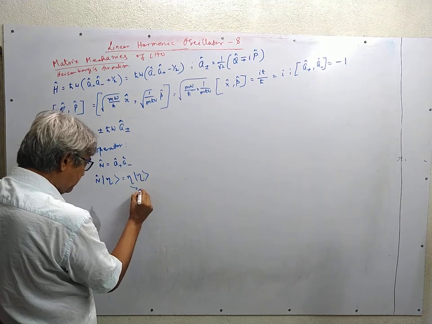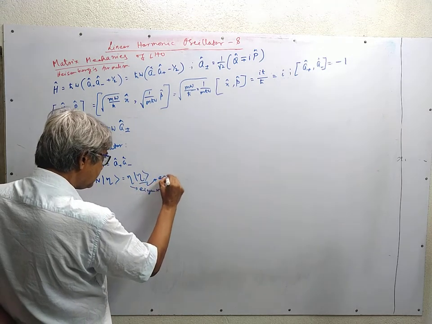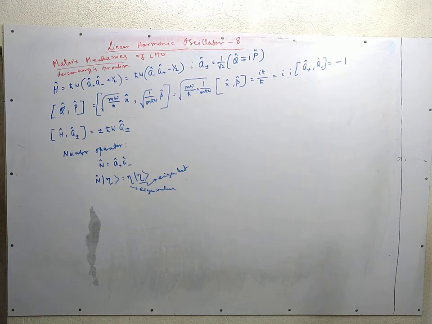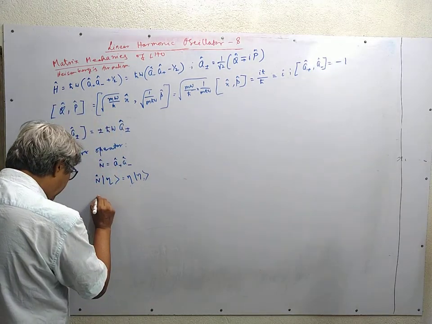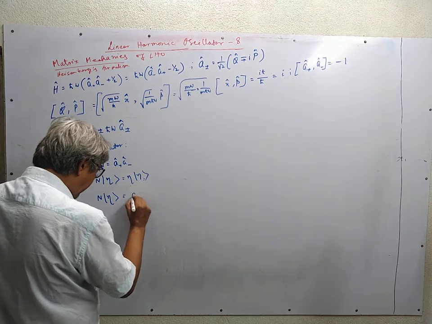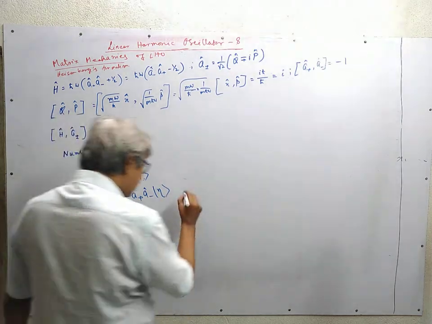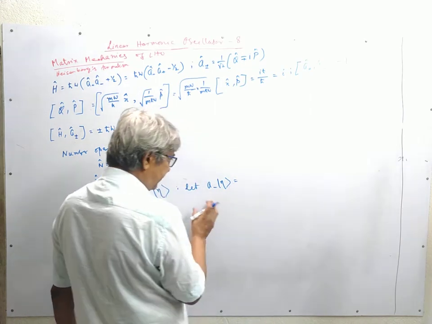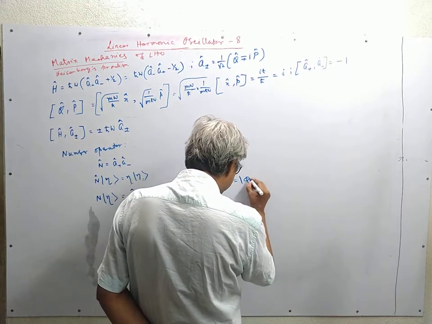So eta is the eigenvalue and this is the eigenket. So this is the operator. Writing explicitly, we have N on eta, meaning A plus A minus operating on eta. Let us call that A minus operating on eta gives you another ket. An operator when operating on a column matrix gives you another column matrix, so this is another eigenket.